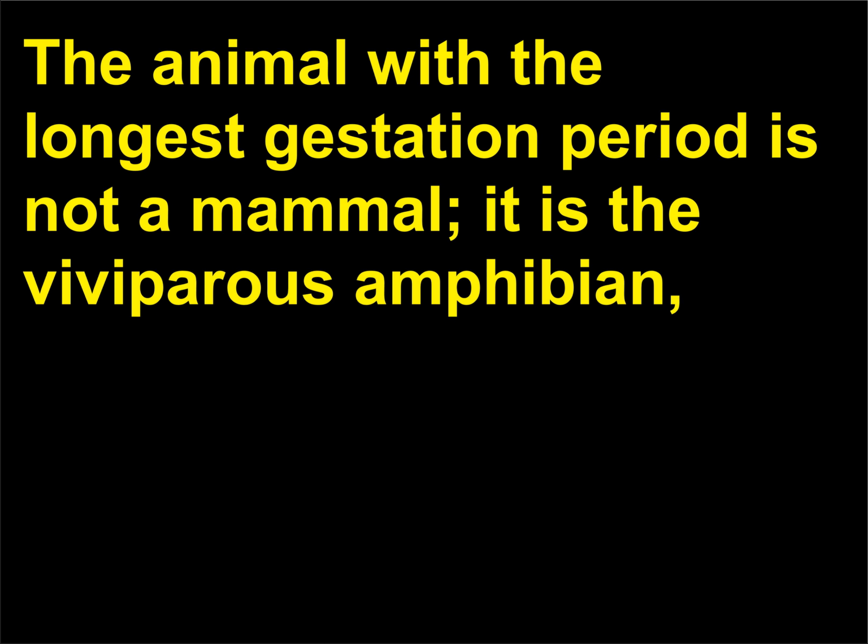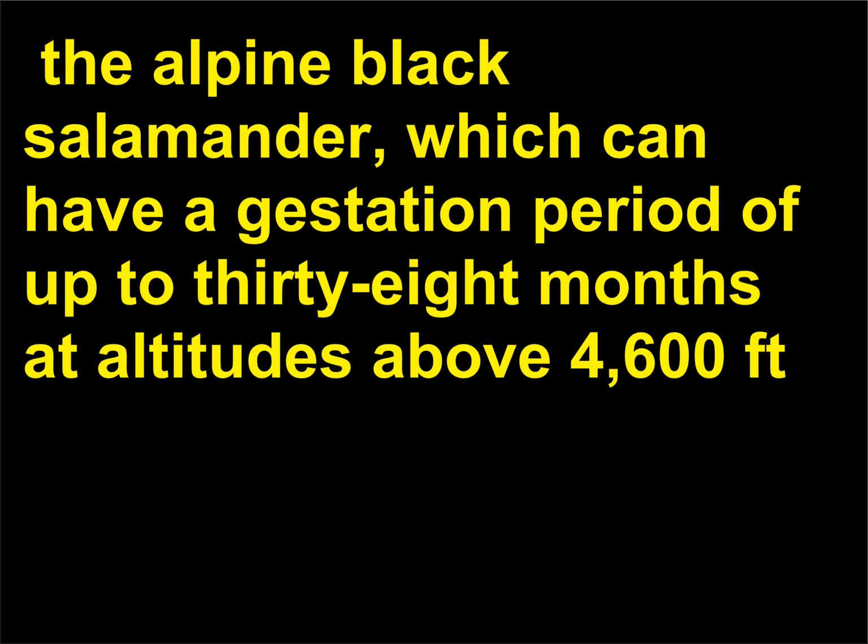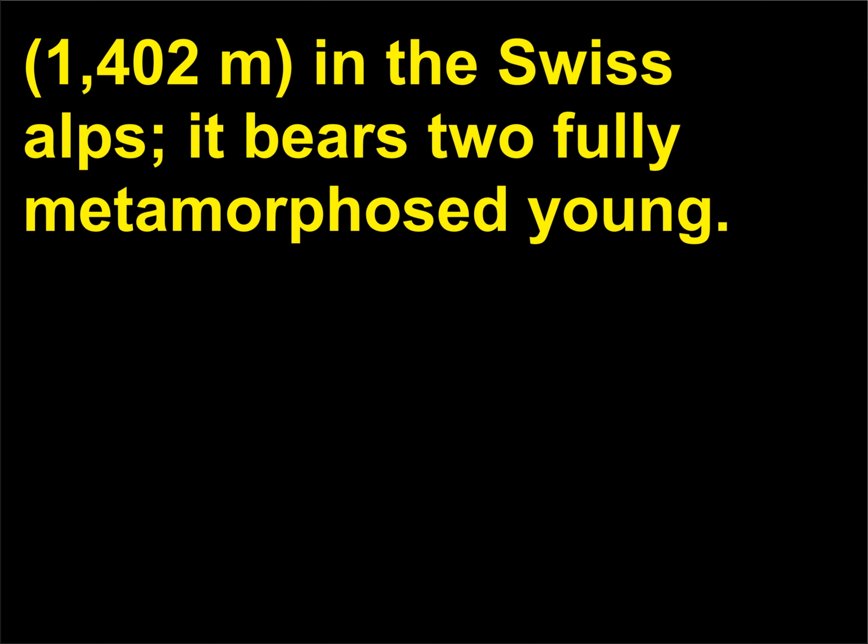The animal with the longest gestation period is not a mammal, it is the viviparous amphibian. The alpine black salamander, which can have a gestation period of up to 38 months at altitudes above 4,600 feet, 1,402 m, in the Swiss Alps, bears 2 fully metamorphosed young.